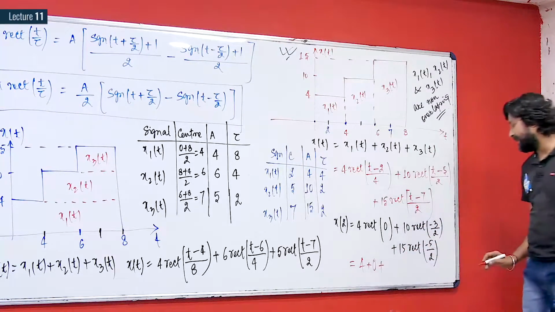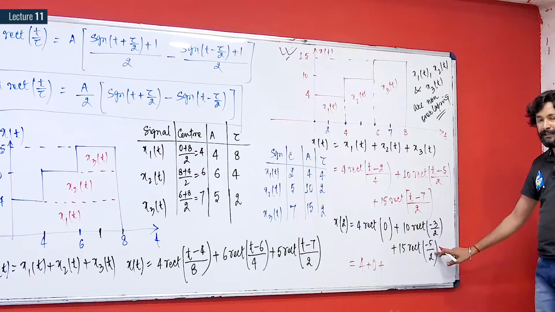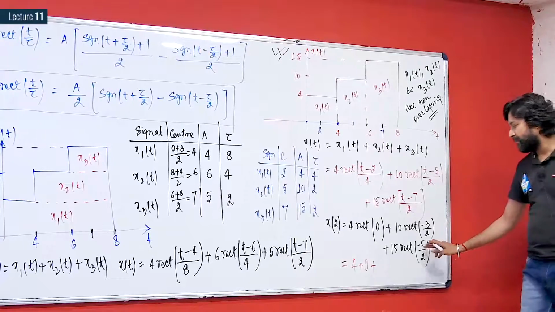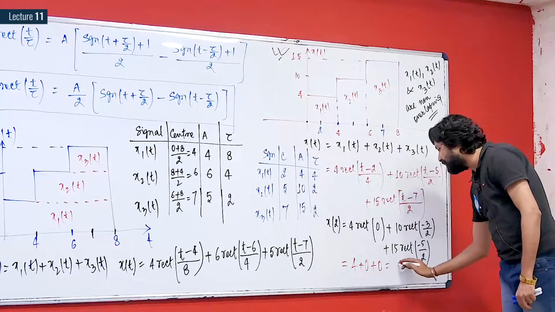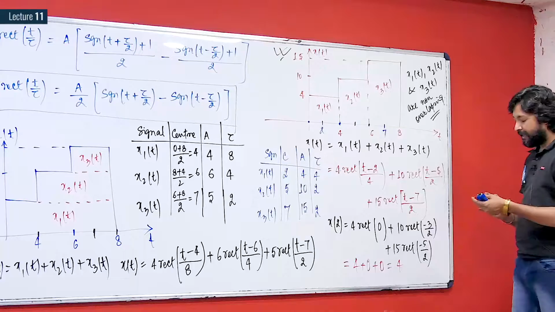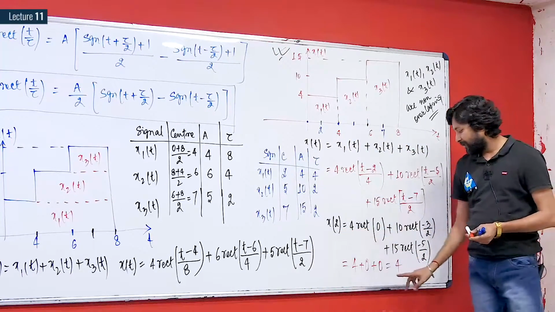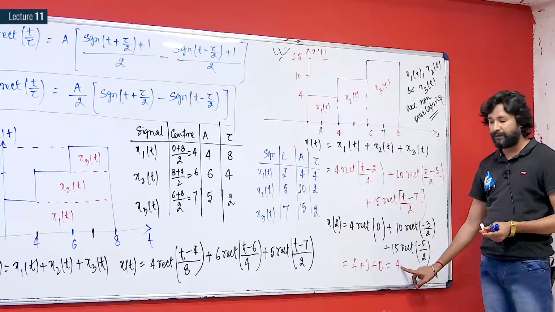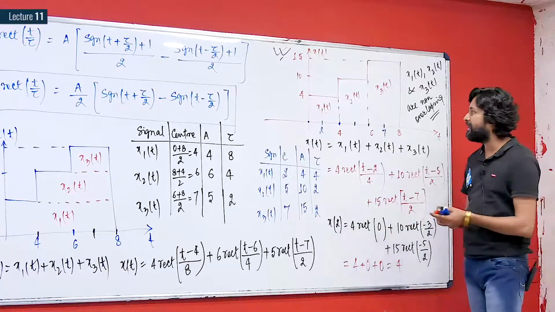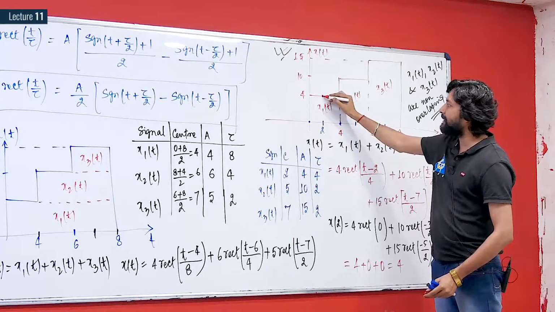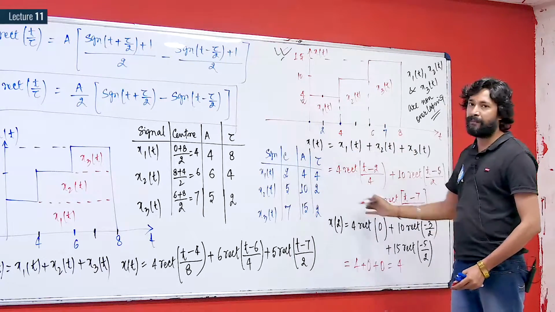Plus this rectangle again has a value less than minus 0.5, so this value is again going to be 0. So it will be 0, and you obtain the value 4. It means if you see the plot that is given to you, then that plot must have a value of x of t equal to 4 at t equals 2 seconds. If you see here, at t equals 2 seconds, what is the value of the signal? It is 4, which you have obtained.